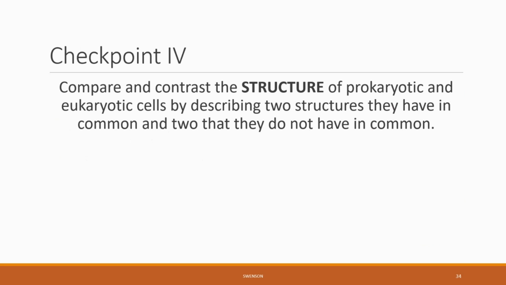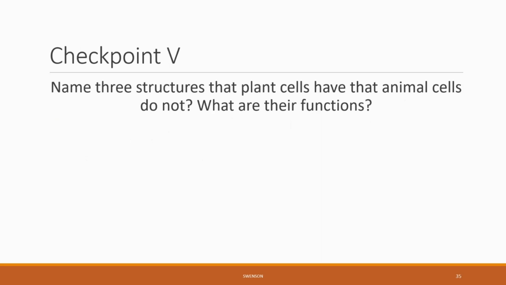Checkpoint 4. Compare and contrast the structure of prokaryotic and eukaryotic cells by describing two structures they have in common and then two structures that they do not have in common. Checkpoint 5. Name three structures that plant cells have that animal cells do not. What are their functions?